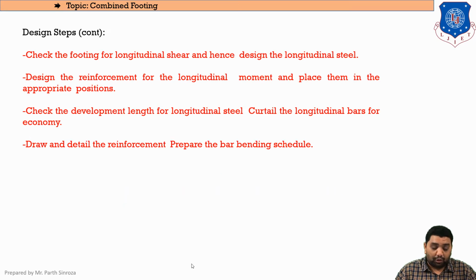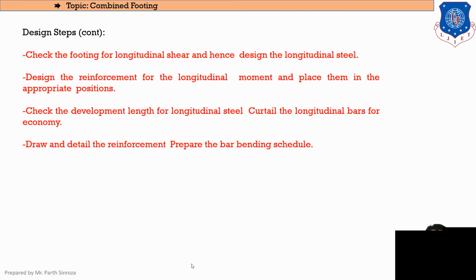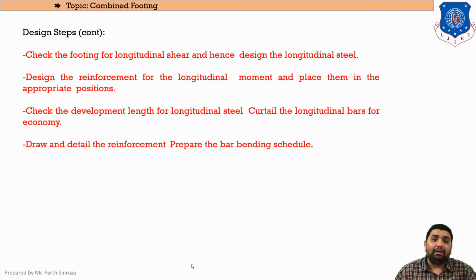Next, we'll be checking the footing for longitudinal shear, and hence we'll be designing the longitudinal steel. Then we'll be designing the reinforcement for the longitudinal moment and placing it in the appropriate position, along its line of action. Then we'll be checking the development of the longitudinal steel, how much it will be extended into the column portion, and curtailing the longitudinal bars for economy, because if we extend too much, then it will be a heavy structure. So we'll be curtailing it for economic purposes.